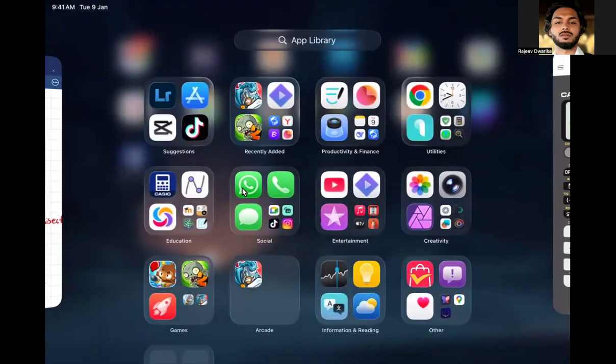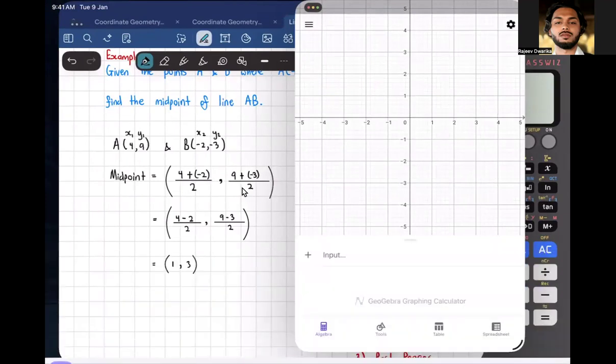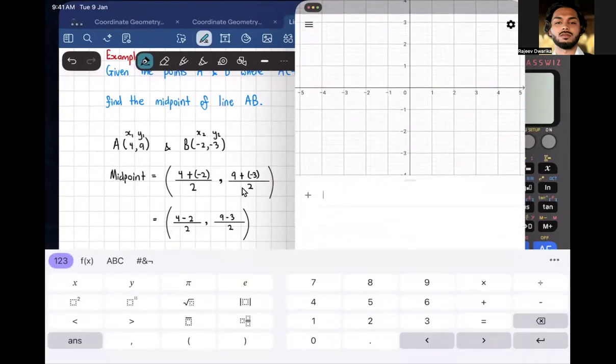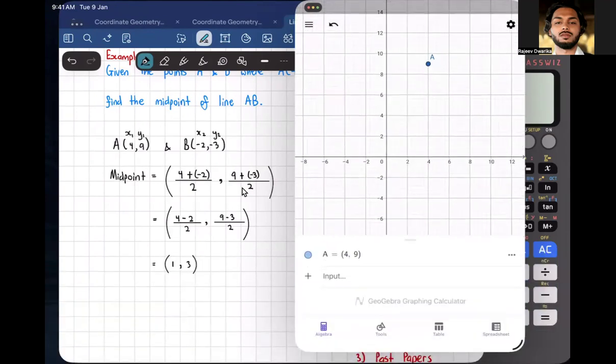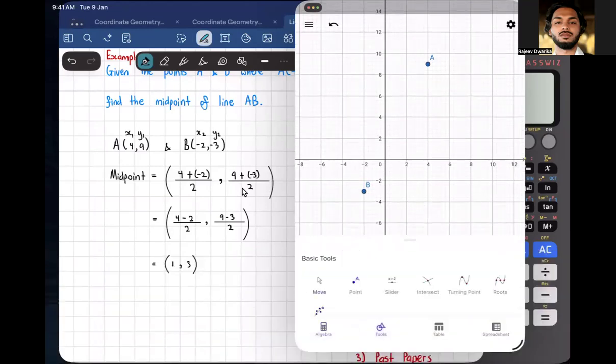And if you all have trust issues, which is fine, we all have some trust issues, I'll show you on a graph. So Sienna, let's plot the point 4, 9. Right, so 4, 9 is over there. I'm going to plot the point -2, -3. That is over there. Let me just connect those two.